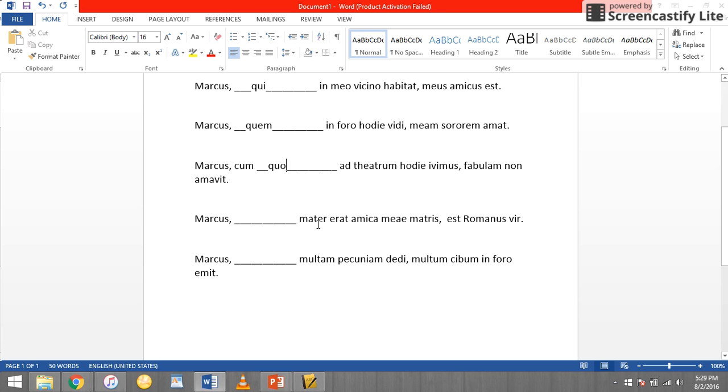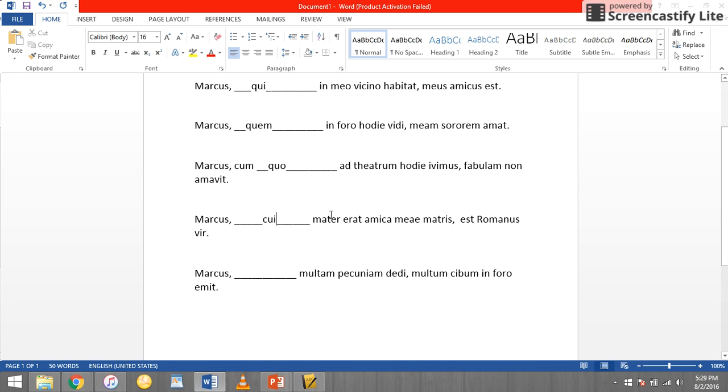Another one. Marcus blank mater erat amica mei matris est romanus vir. Well, mater is already nominative, so our pronoun won't be. Mother was a friend of my mother, is what this says. What is this describing? Well, you can't say to whom mother was a friend of my mother. You can't say who mother was a friend of my mother. It's going to be genitive. It's going to describe that Marcus, this is his mother. So Marcus, whose mother was a friend of my mother, is a Roman man.